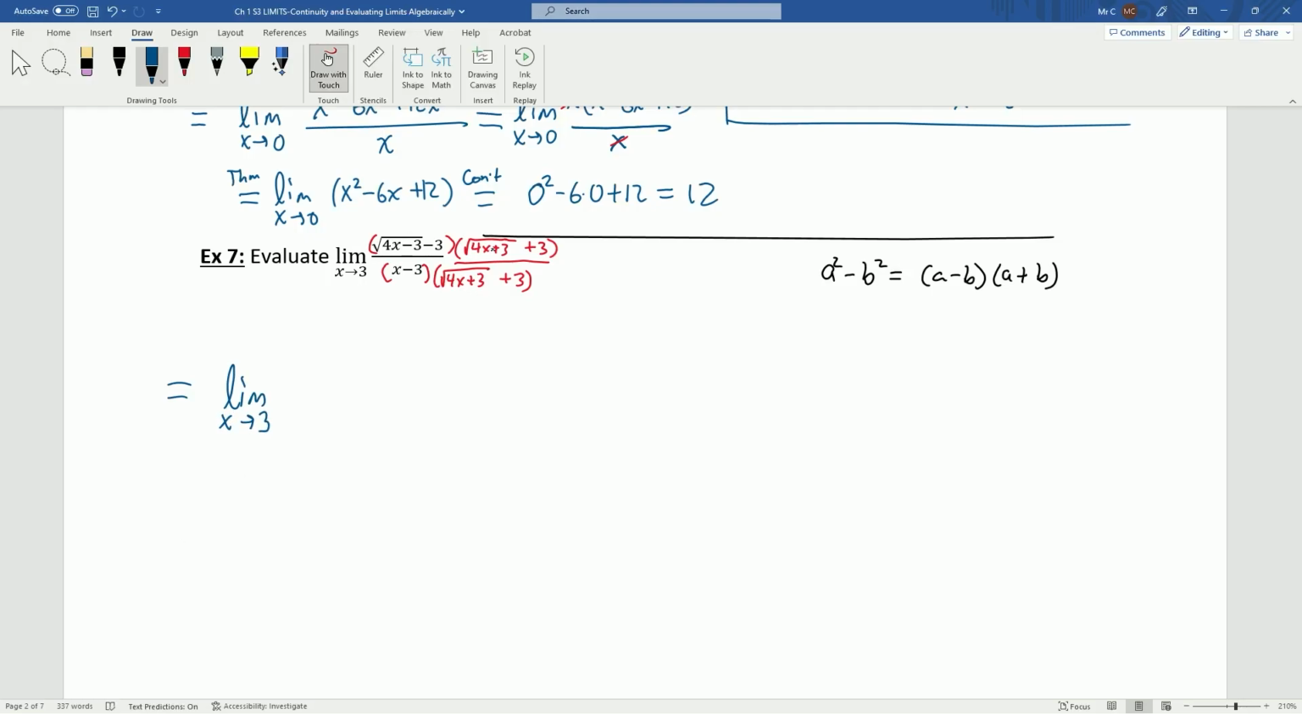The square root times itself cancels the square root. In other words, that's a squared, a being the square root of 4x minus 3. So I just get 4x minus 3 minus b squared. So minus 3 squared, which is 9.